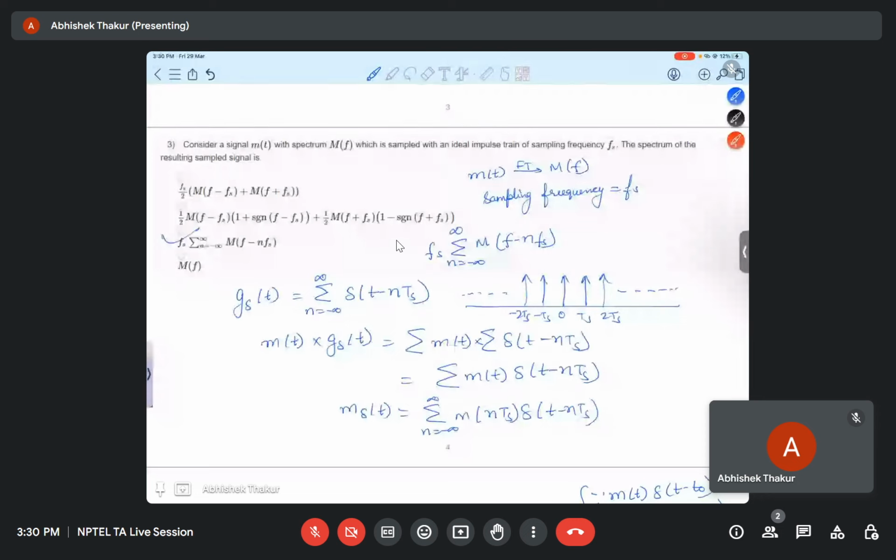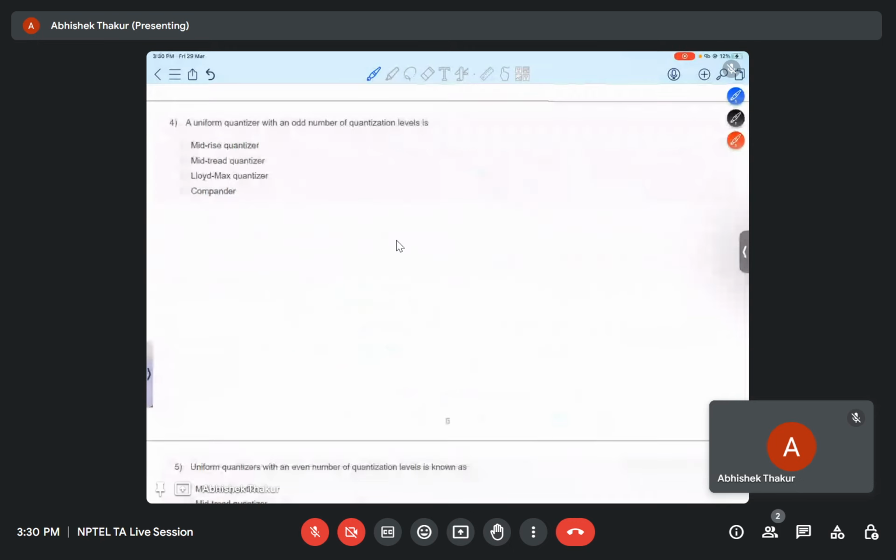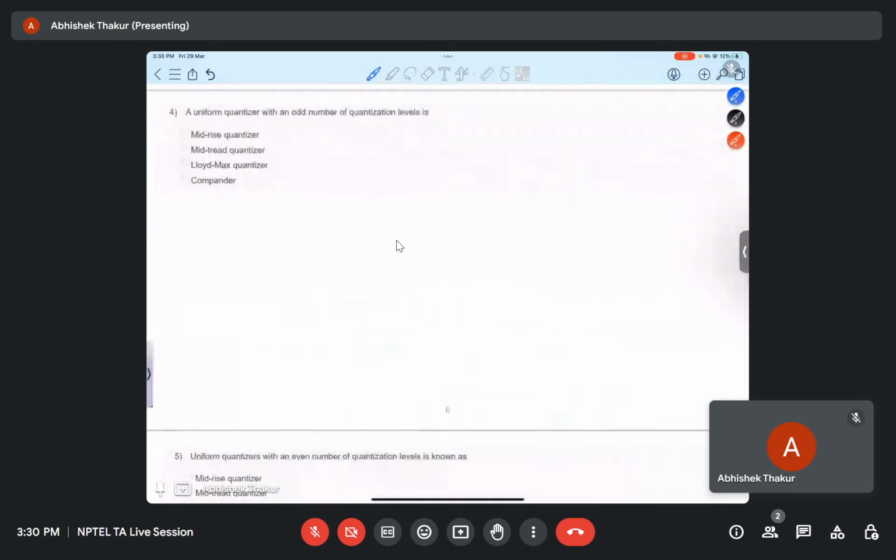So we'll move on to the next question, that is question number 4. In this question, it is asking about a uniform quantizer with an odd number of quantization levels. Whenever the number of quantization levels is odd, it will be a mid-tread quantizer. We can see this with examples also.